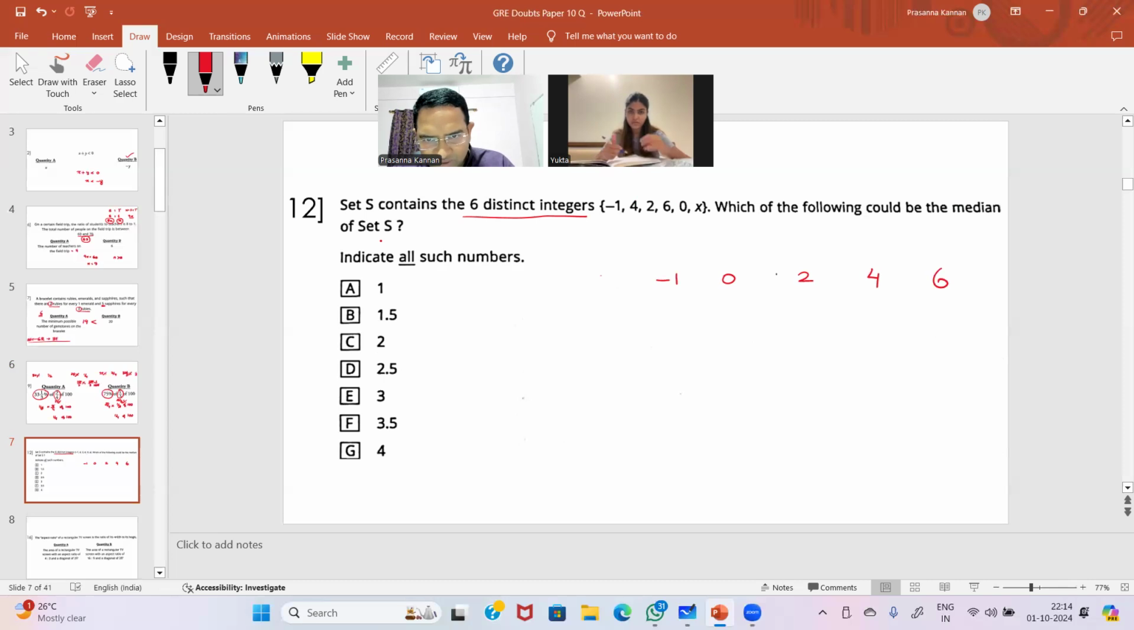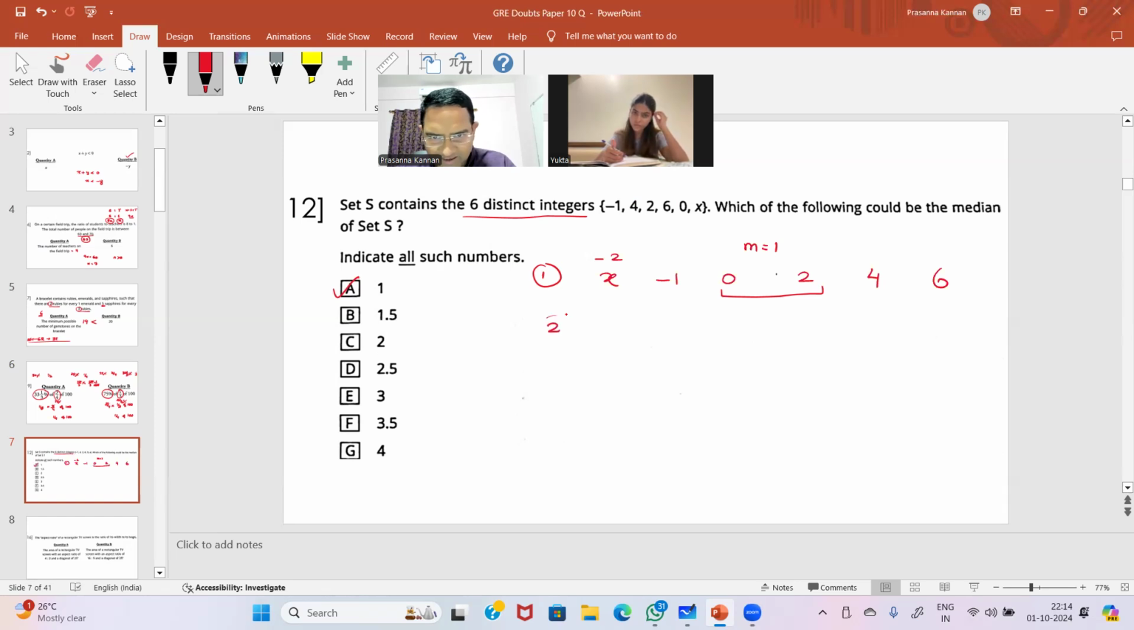Now, probably X could be the least integer. Maybe it's like -2 or whatever, something which is less than -1. If that is the case, this is case 1, right? So in that case, the average of these two becomes the median. So in this case, median becomes 1, correct? So first option is okay. That is possible, correct?